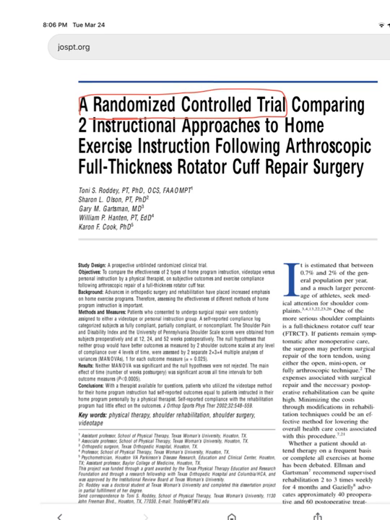And then I want to discuss the independent and the dependent variables. The independent variable in this case is the two instructional approaches to home exercise. That is the independent variable. And this would be the relative cause.